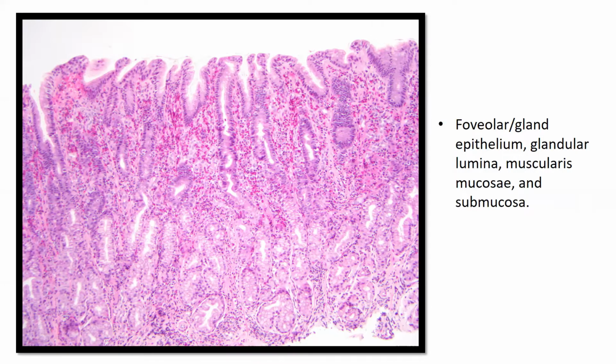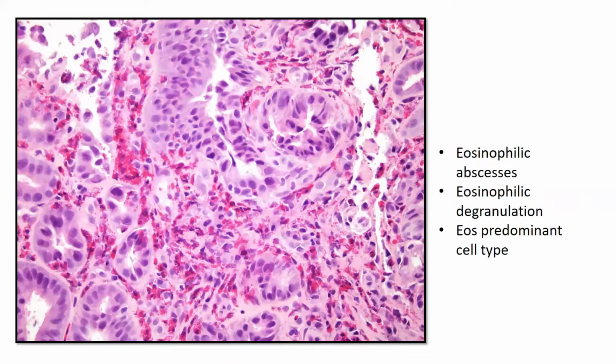You may see some in the glandular lumina, sometimes with some eosinophilic luminal microabscesses, and you may also see them infiltrating the muscularis mucosa, and if you have some submucosa, you can see them there as well. You can also see areas of prominent eosinophilic degranulation, just like you see in cases of eosinophilic esophagitis. And one important thing to note in these cases, eosinophils should be the predominant cell type. If you start to see other cell types besides eos, that brings up a different differential diagnosis, and we'll go over that in a few slides.